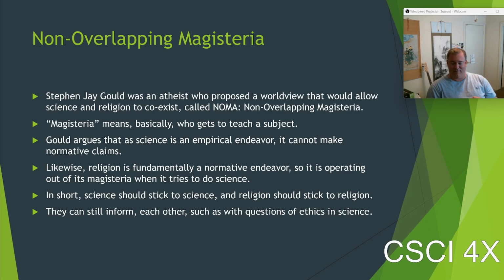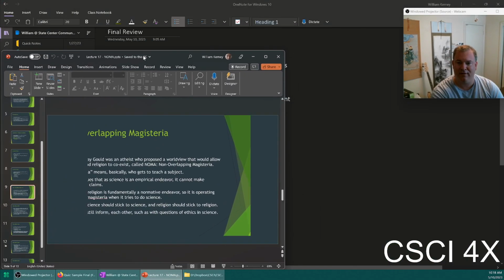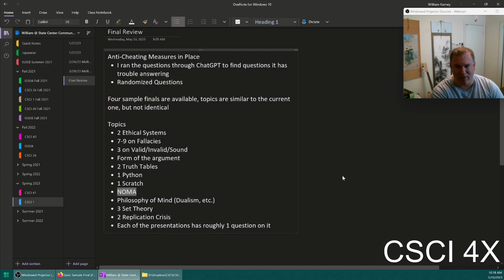Like, that you should just go into the lab and do it, and not rely on authority for that. So they can inform each other, like what rules should science follow to be ethical. They can inform each other, but basically they're kind of in their own domains and they don't overlap. So this is called NOMA. And like I said, it's not universally adopted, but it's pretty widely adopted.